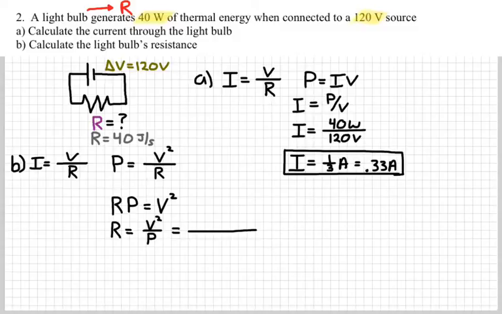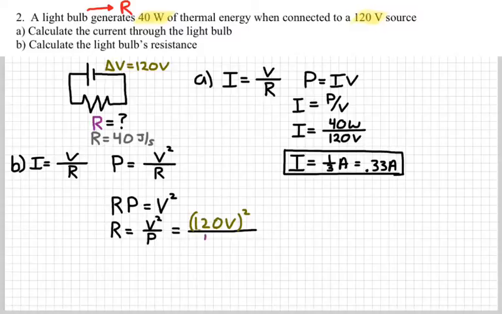So again, we're told the voltage was 40 volts. And then don't forget about that little squared sign in there. And then we were told the power was 40 watts. No. Made a mistake. So our voltage was 120, not 40. Let's fix that real quick.